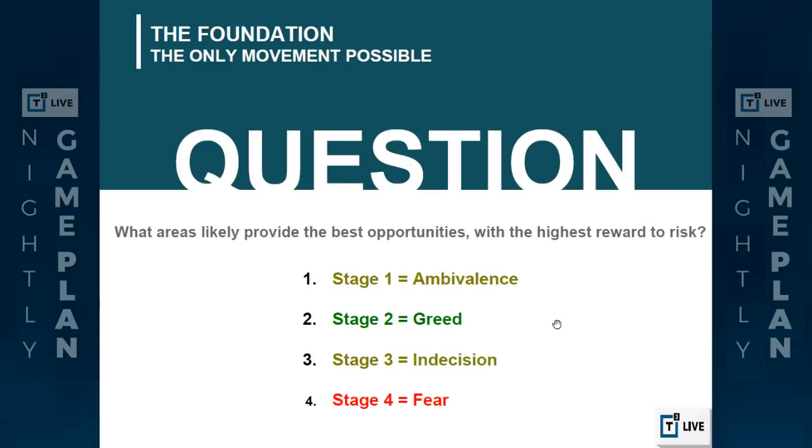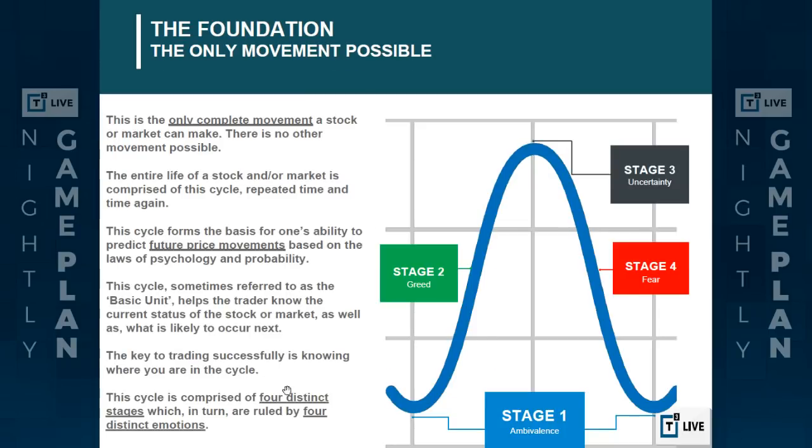Okay, question for you. What areas, in your opinion, likely provide the best opportunities with the highest reward to risk? What areas on this cycle? We're on page 30. 2 and 4, greed and fear.